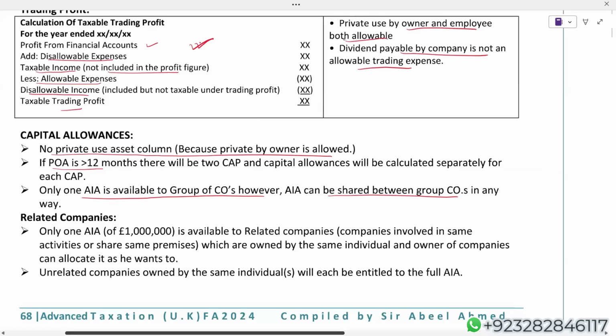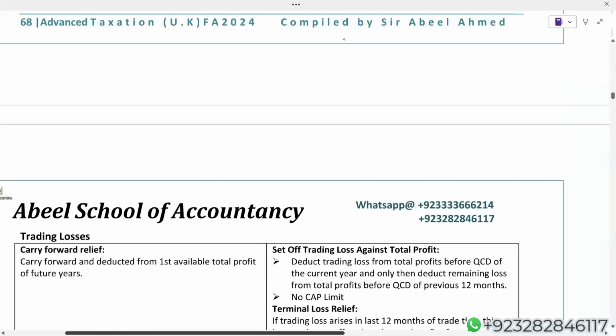For related companies, only one AIE of 1 million is available. Related companies are those involved in the same activities or sharing the same premises, which are owned by the same individual, and the owner of the companies can allocate it. So in case of related companies, you will be getting only one AIE. If they are unrelated companies, then each company will separately get the annual investment limit of 1 million.